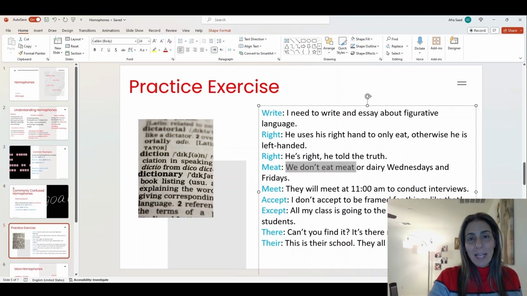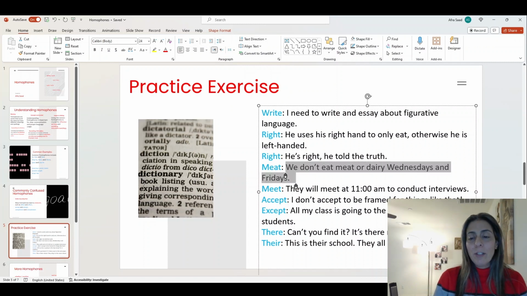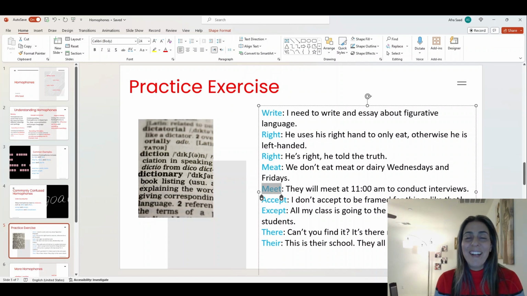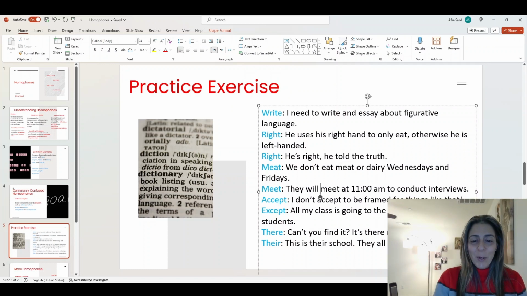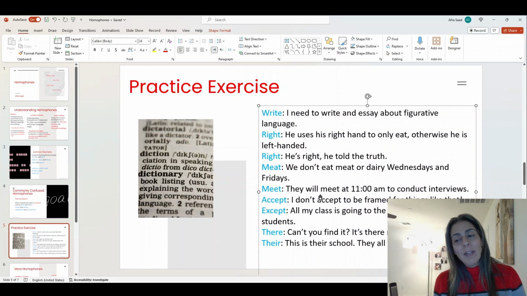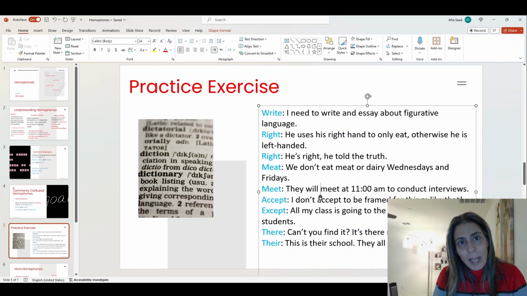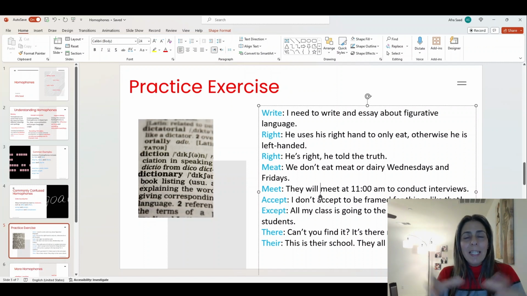So the example is that we don't eat meat or dairy Wednesdays and Fridays. And so here is something that we eat because we don't eat meat. Now, meet with a double E means something way different, and we cannot in writing put this meat in here. We can't. So meet with a double E means they will meet at 11 a.m. to conduct the interviews. They will meet, they will get together, they will see each other. You meet your friend at the mall, you meet your friends at the party. So meet, get together.